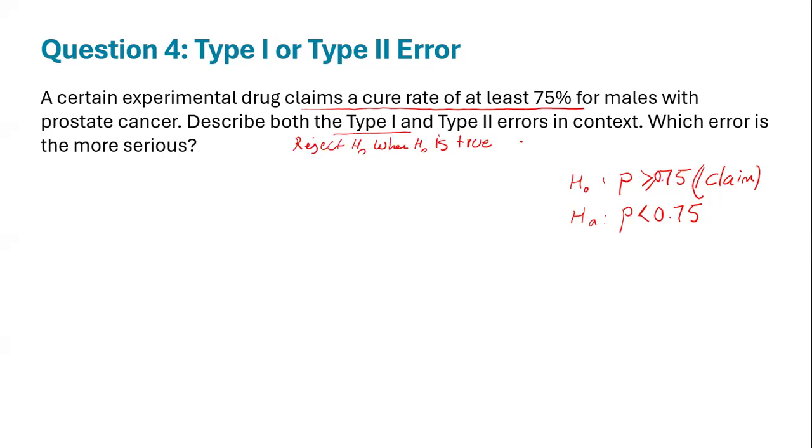A Type 2 error tells me that I failed to reject a null, or do not reject a null, when the null is false. So if you do not reject the null, that means you accept the null. So you say the cure rate is at least 75%, when in fact it is less than 75%. Okay?